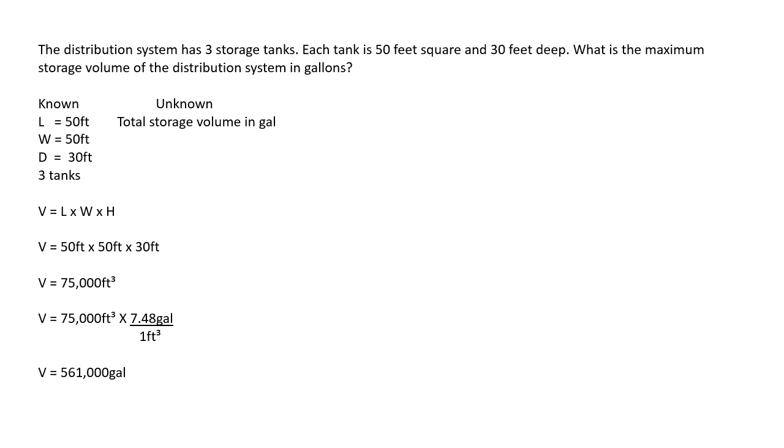Each tank holds 561,000 gallons, and there are 3 of them. So 561,000 gallons times 3 tanks, and that leaves you with a total storage volume of 1,683,000 gallons.